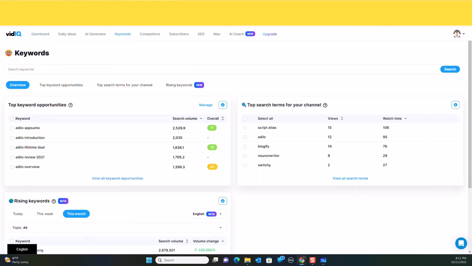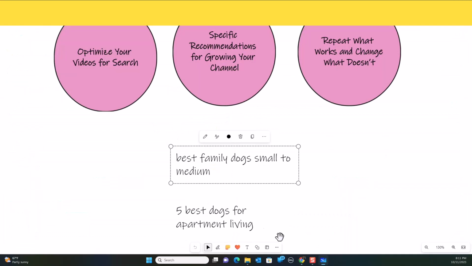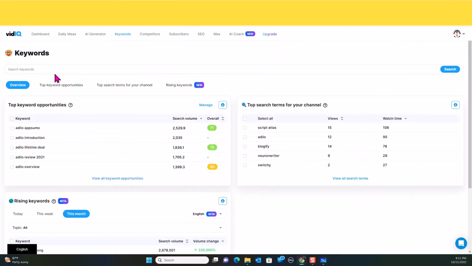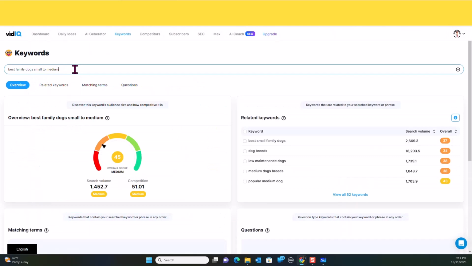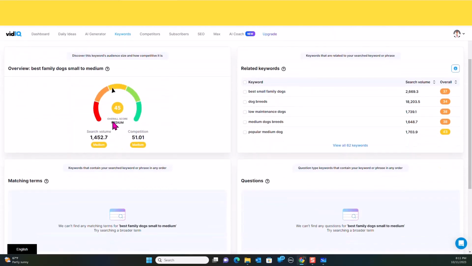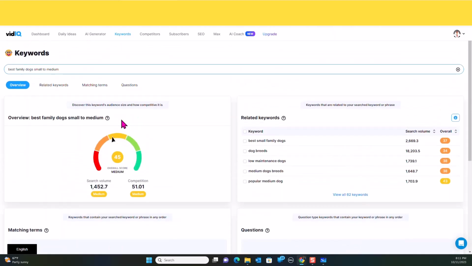Now, I want to take the keyword that we were researching before. Let's look for best family dog, small to large, and we're going to copy that keyword. And then we're going to come here and we're going to put that keyword inside of the keyword tool. Now, this keyword tool is going to give you a score, an overall score. It's a 45. So this is sort of in the medium range of whether or not this is a good keyword or not.